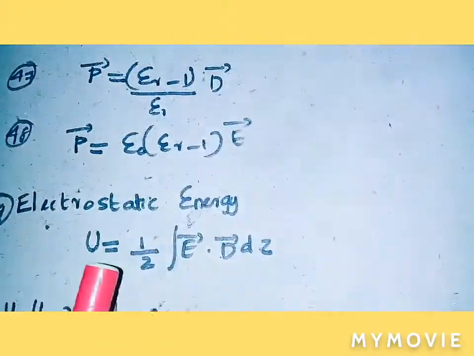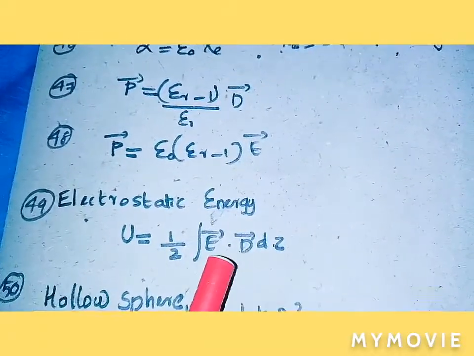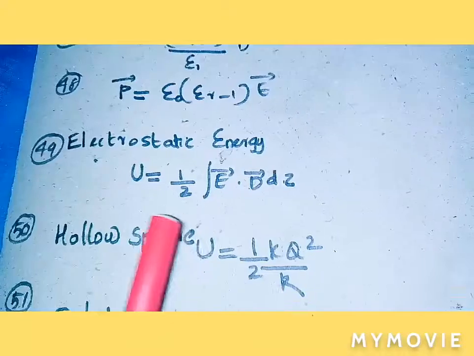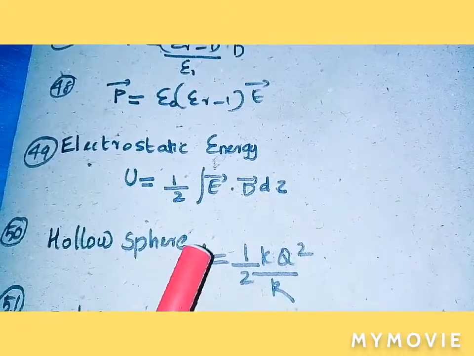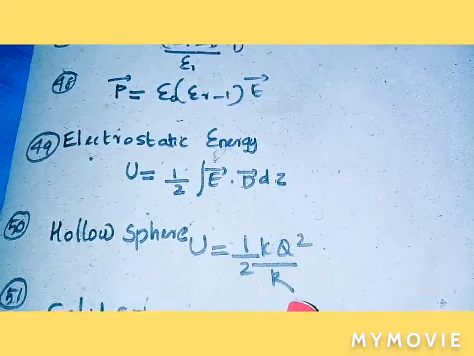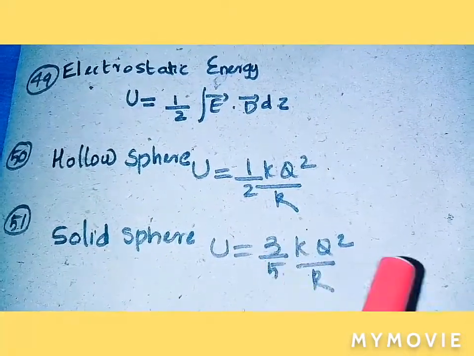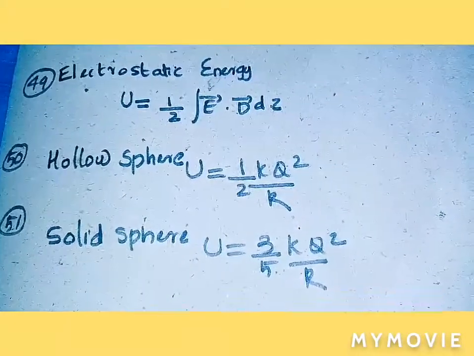Electrostatic energy U is equal to half times the integral of E bar dot D bar d tau, where D bar is the displacement vector. For a hollow sphere, electrostatic energy is equal to half times k q square divided by capital R. For a solid sphere, it is 3 by 5 k q square divided by R.